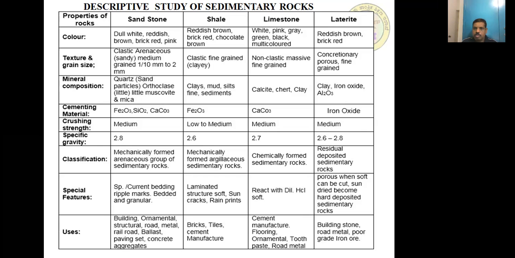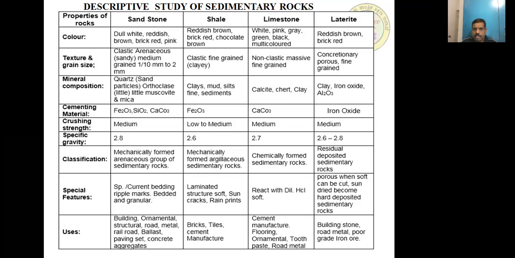So next one is limestone. It is normally white in color, pink in color, and also grayish in color, depending upon the impurity. Generally, normal limestone is whitish in color. If any impurities are present, it gives some different colors, so that it shows variation in color.